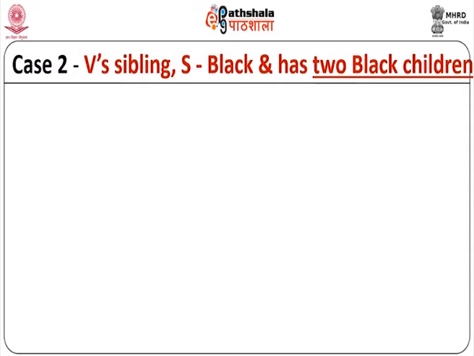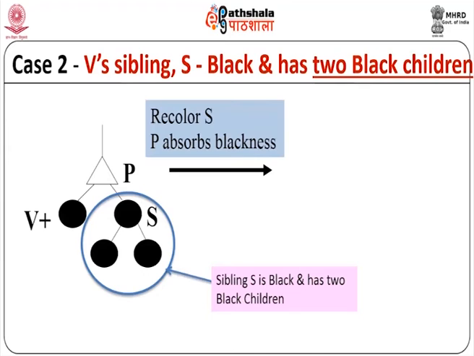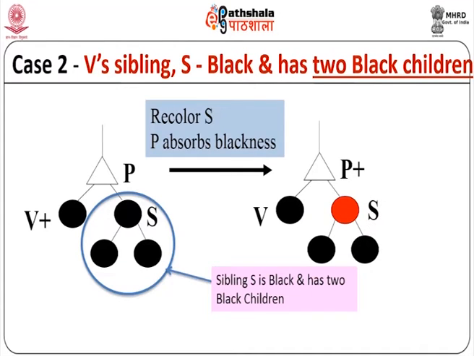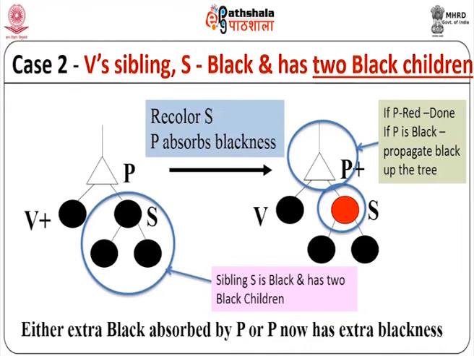So, the other cases: sibling S is black and has 2 black children, recolor S, and P absorbs the extra black. Then if P is red, done. If P is black, propagate black up the tree. Either the extra black is absorbed by P, or now P has extra blackness. So, if it is red, it would have absorbed it, if it is not, it would have double blackness. This is what we mean by replacing a node being black and getting an extra black.